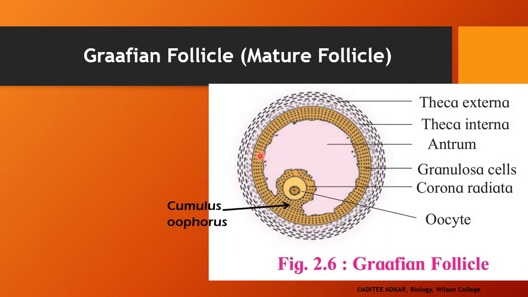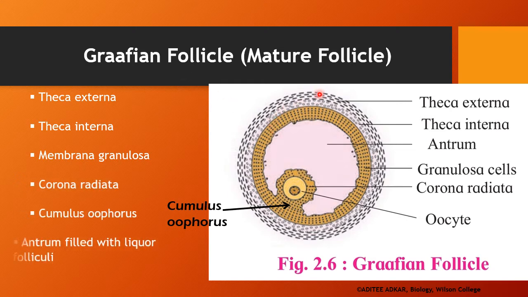The secondary follicle further develops into the mature follicle, which is known as the Graafian follicle. Let us understand what structures we see here. The Graafian follicle shows two coverings. The outermost covering is known as the theca externa, the external covering. This is a fibrous covering. Inner to the theca externa is theca interna, the internal layer, which is a cellular layer. In the Graafian follicle, we see that this is the secondary oocyte. The secondary oocyte is not lying in the center of the follicle.